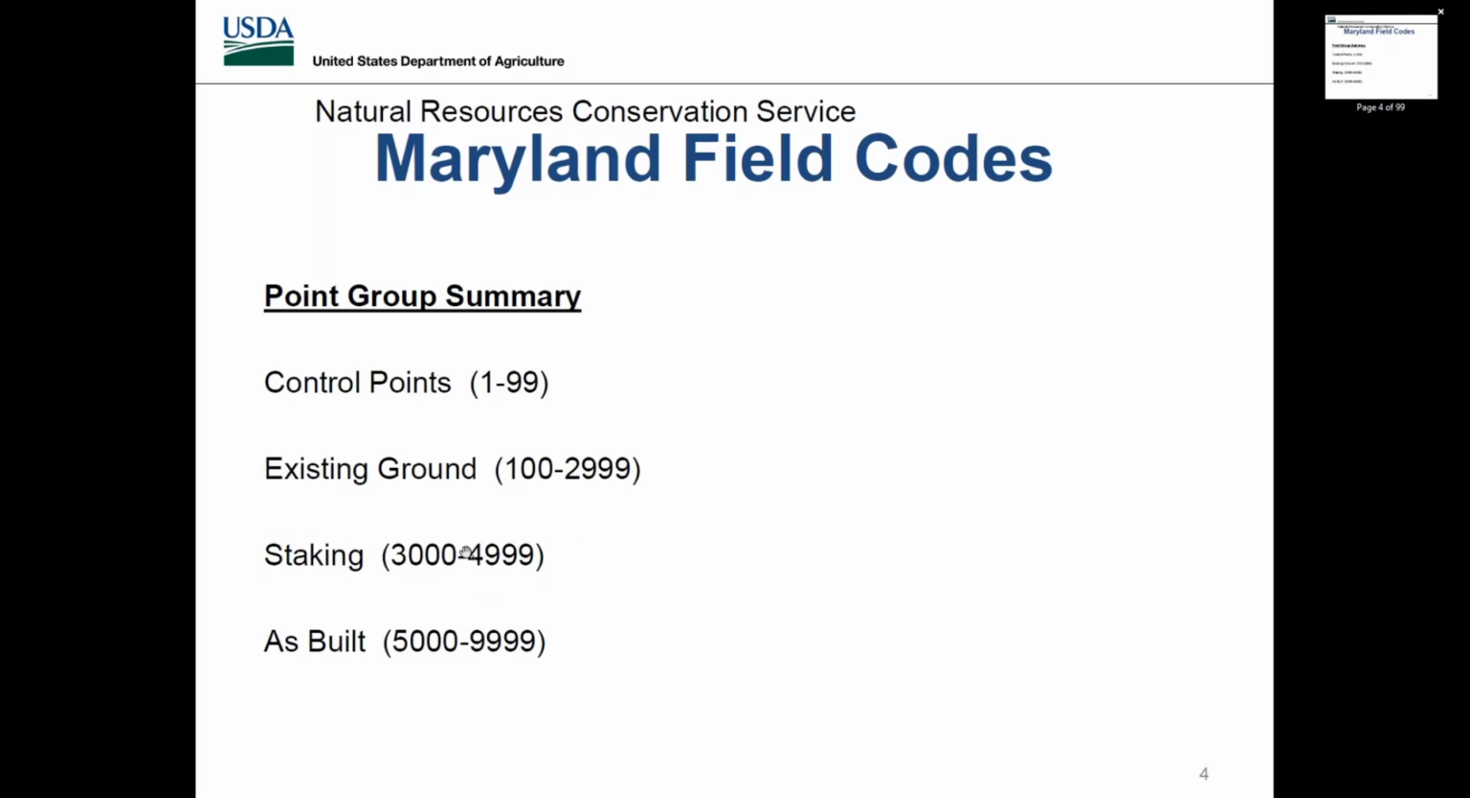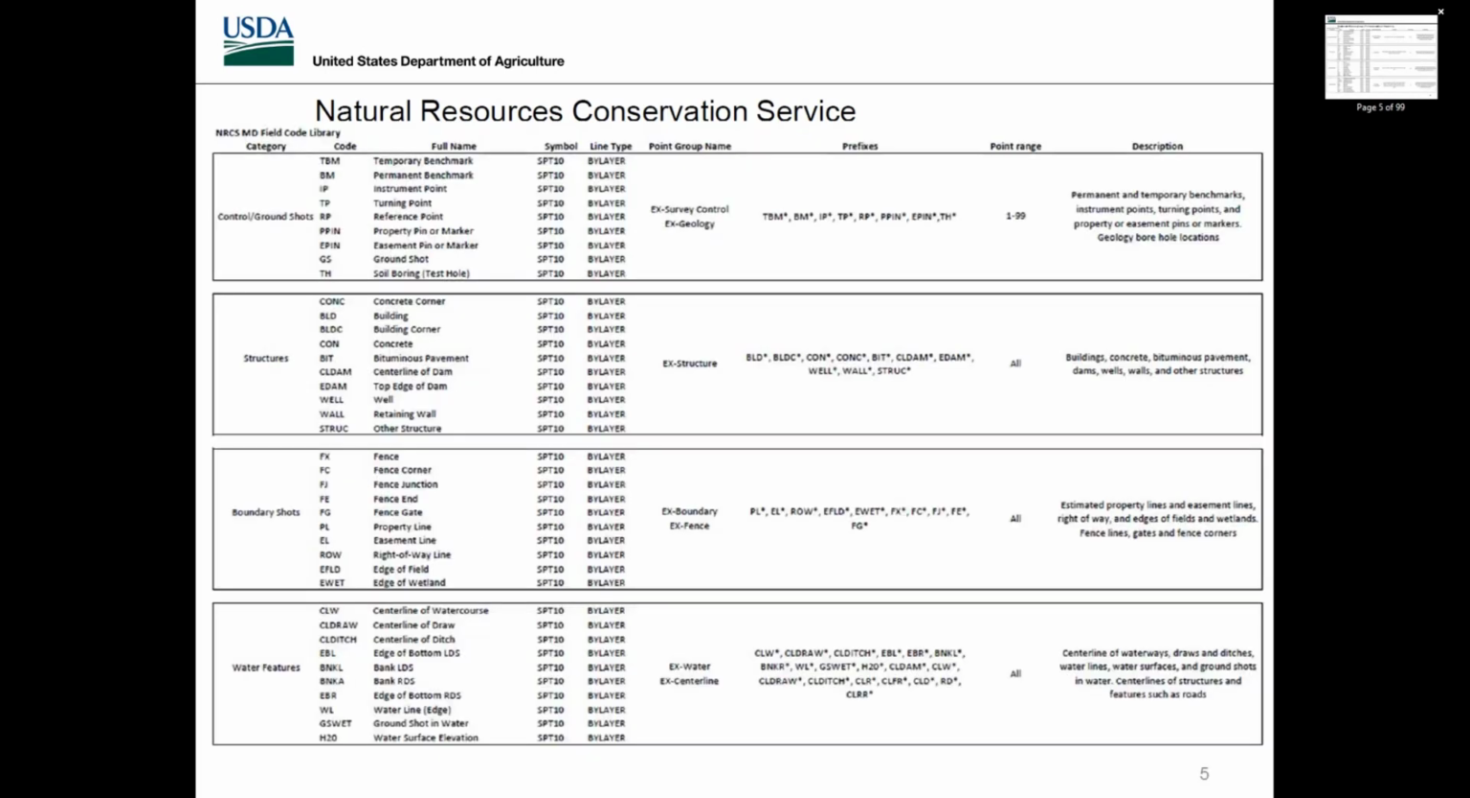Staking is 3,000 to 4,999. So they're the points that you're going to actually use to create points in Civil 3D to stake out. And then the as-built points go from 5,000 to 9,999. So that's the 4 general point group summaries, if you will, of how you should think when you go out surveying and start taking points.